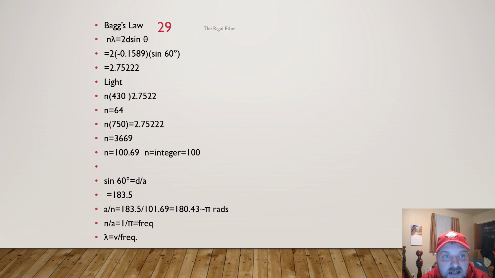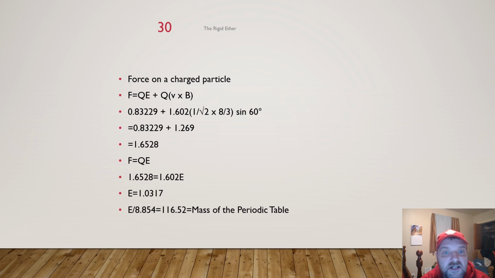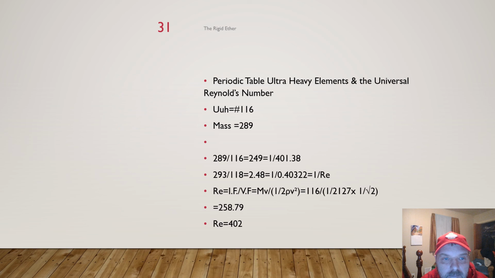So there's Bragg's law, and the light integer and the frequency. We have force on a charged particle, 1.6528, and we end up with the mass of the periodic table, 116.52. This is the last stable element. Periodic table, ultra heavy elements and the universal Reynolds number. We end up with the Reynolds number of 402.